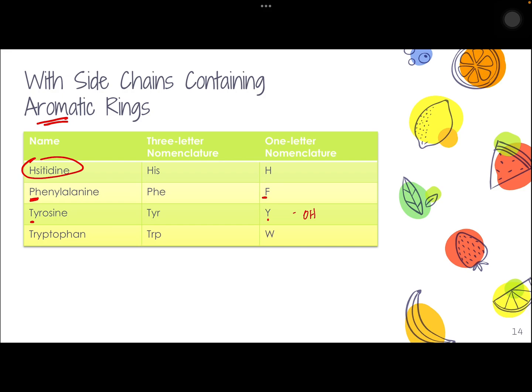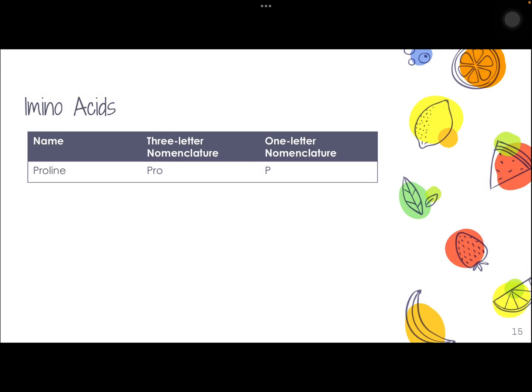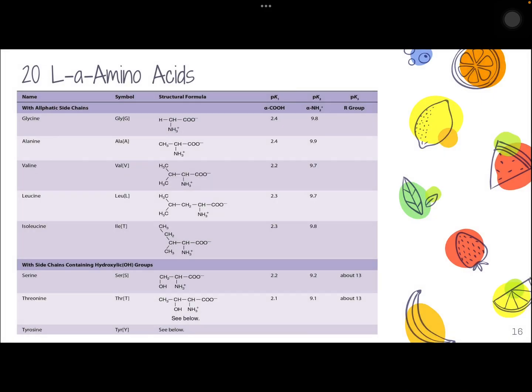And next is tryptophan, with its three-letter nomenclature TRP and its one-letter nomenclature W. Remember your friend who pronounces R as W. So it's tryptophan, letter W. And lastly, you have the amino acid proline, which is the only imino acid. So here are your 20 amino acids.